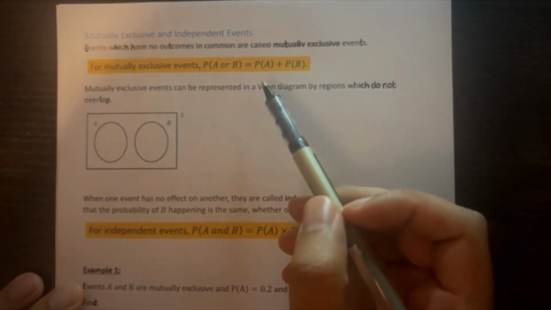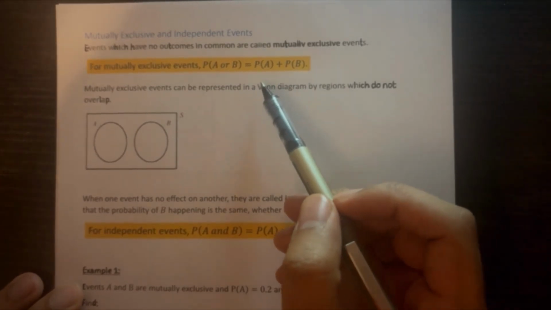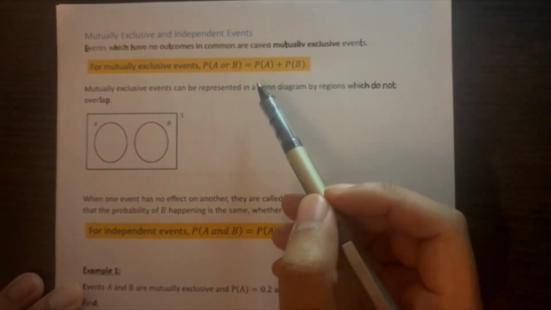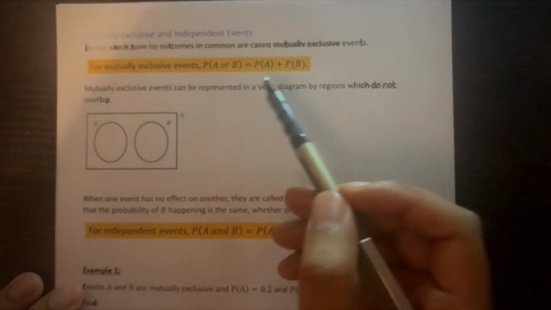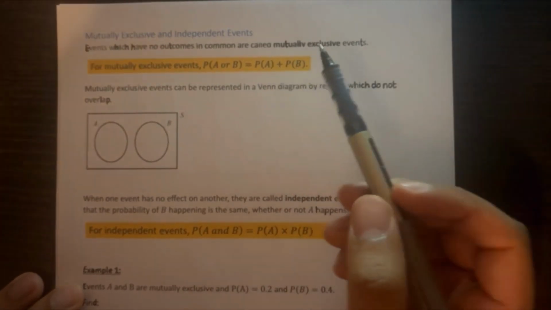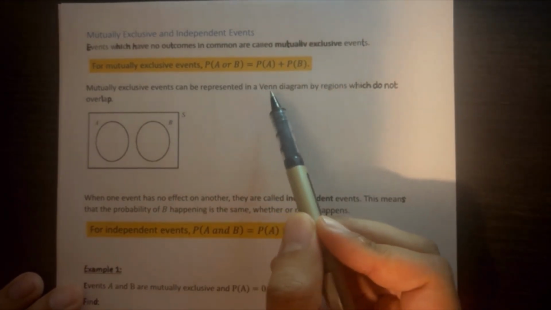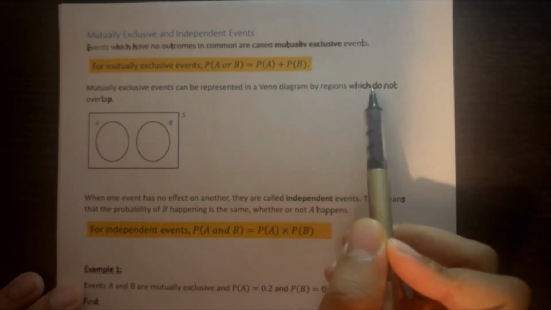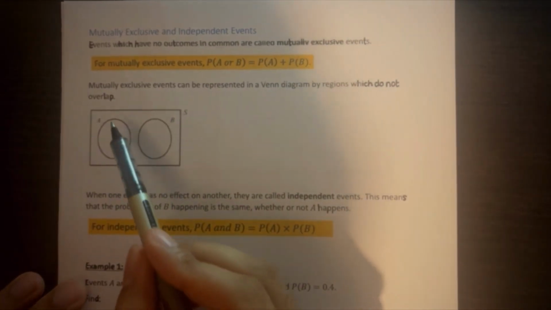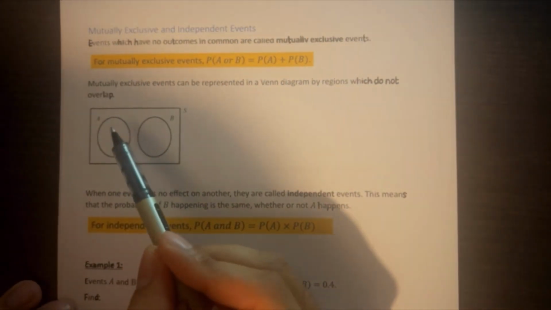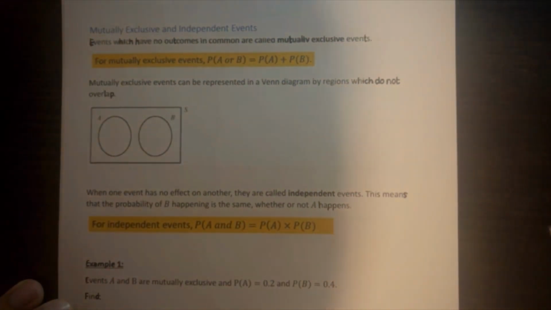For example, if I'm rolling a dice, I can't roll an even number and roll a 3 at the same time on one dice, since 3 isn't even. Mutually exclusive events can be represented in a Venn diagram by regions which do not overlap. In a simple Venn diagram, we've got region A and region B, and they do not have any intersection there.